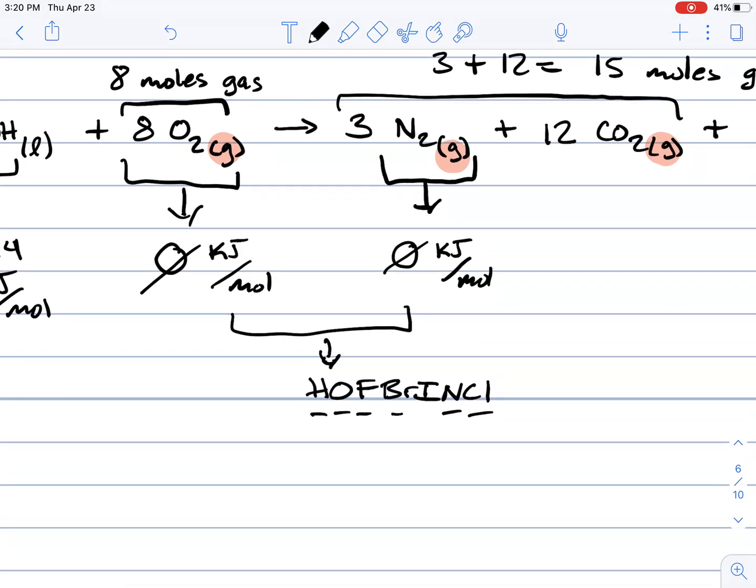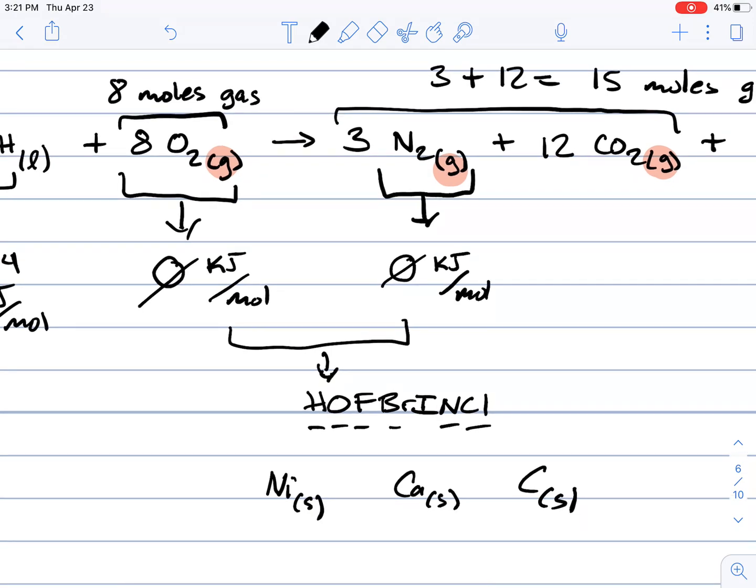You can also have pure elemental substances, for example, pure nickel. If you were to represent a pure metal such as nickel, it would just be Ni and then solid. Or Ca, and it would be solid. Or pure carbon would be carbon by itself, with the physical state of matter solid. Okay, so these are all examples of substances whose heat of formation value is going to be 0.